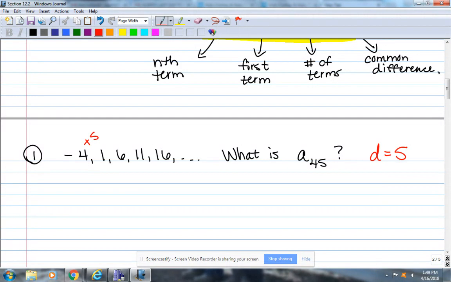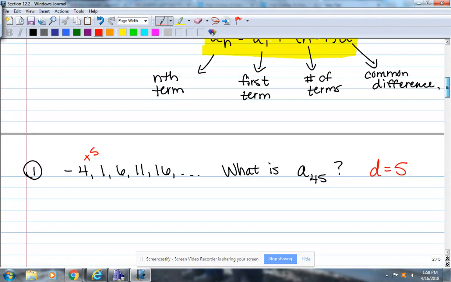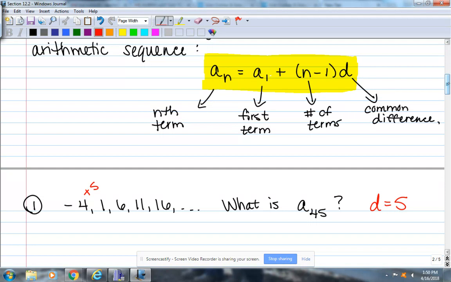So what I can do is use this formula. If I want to find the 45th term, my n is 45. My a sub 1 is the first term. What's the first term they gave me? -4. It's the first one they gave me.